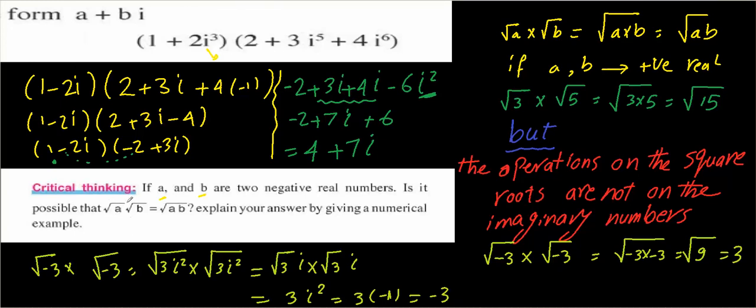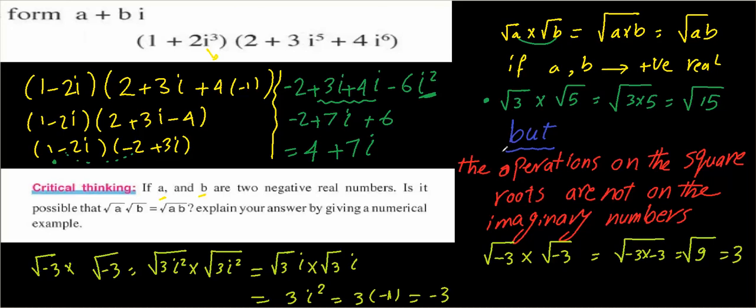Here, critical thinking. If a and b are two negative real numbers, is it possible that root a times root b equals root ab? Explain your answer. We can say that root a times root b equals root ab, these operations on square roots, if a and b are positive real. An example: root 3 times root 5 equals root 3 times 5 equals root 15.